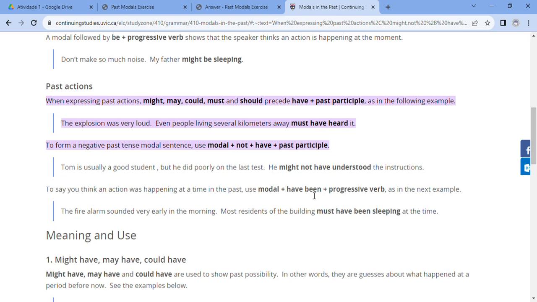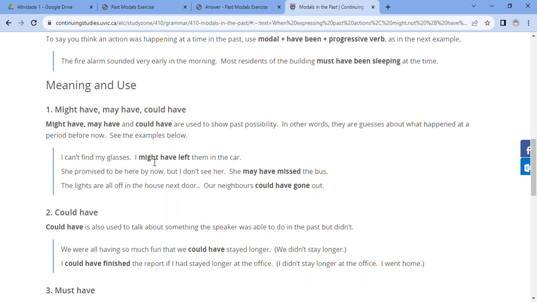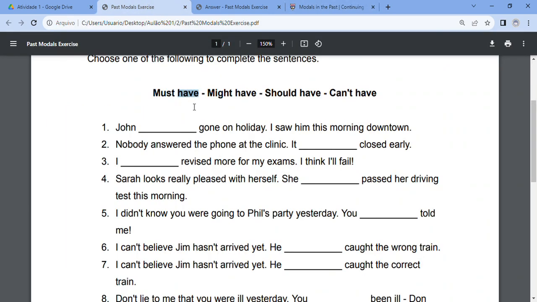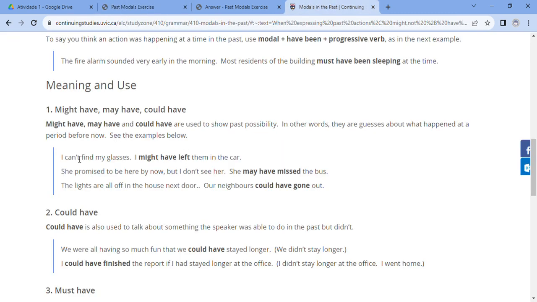Okay, so let's see about the modal verbs that we're gonna use. We're gonna use might, must, should, and can't. So might have is used to show past possibility. In other words, they are guesses about what happened at a period before the present. So it is a possibility. You're not completely sure that the action happened at the time that you're talking about.